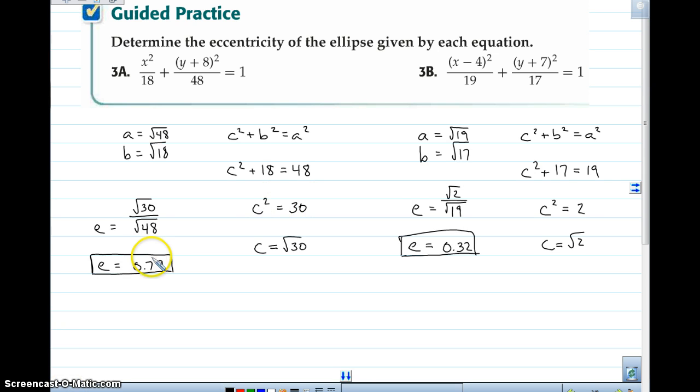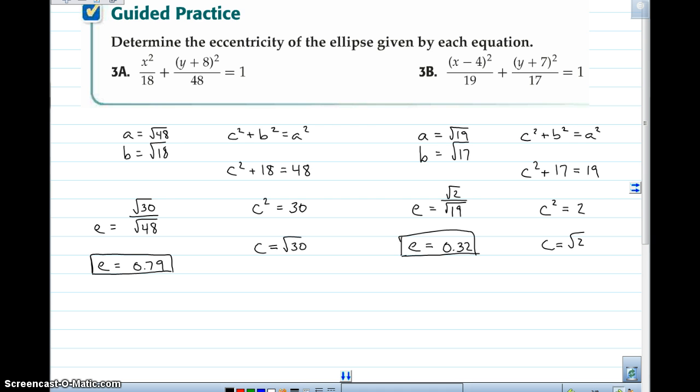Okay, the solutions would be the eccentricity for A is 0.79. Your c, distance from the center to the focus, should have been square root of 30. And for B, your eccentricity is 0.32. Your distance from the center to the focus was really small, it was only square root of 2. And this would be much, much closer to being circular than this one, right? Remember, the closer the eccentricity is to 0, the more circular the ellipse is.